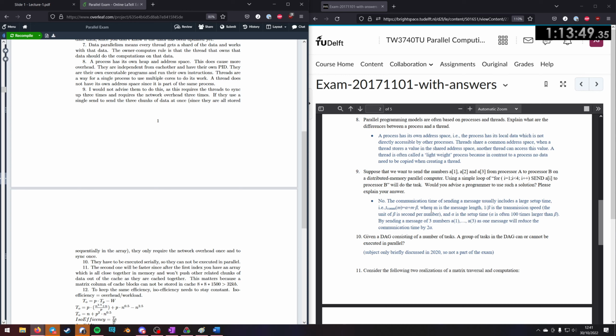Yeah. No, so the only thing that I think is wrong here is that I said that we need to sync up 3 times, and the network overhead 3 times. But no, it's just the setup overhead 3 times, not the syncing. I still think that I would get at least half a point for this, because I got the essence. For sure. Yeah, I think so. We are generous with point giving.